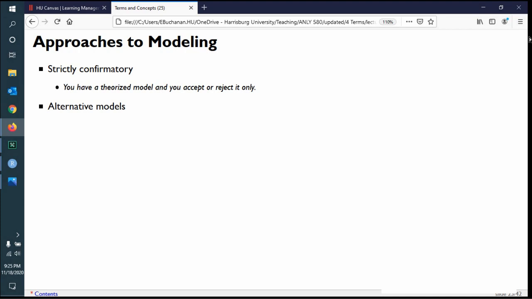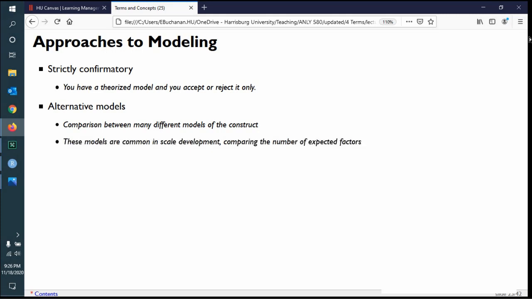Or I could be taking an alternative models approach, where I have a couple of different models of the construct, and I want to know which one's the best. And that's really common in scale development, where I could be comparing an expected number of factors. Okay, so we did one where the theory was that it was six factors, I think. So we tried models with one, three, and five because of what other theories posited and picked the best one.